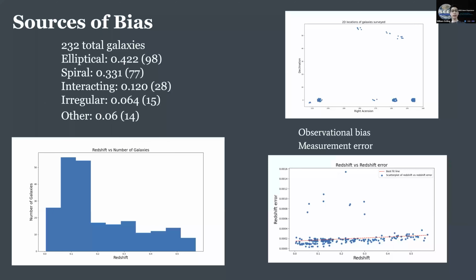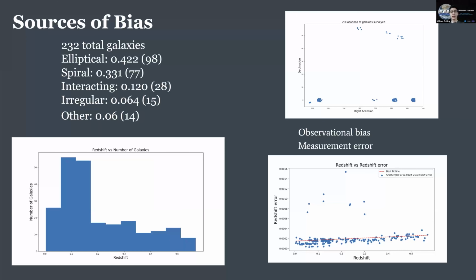While analyzing the data, we found sources of bias which we worked to eliminate. We found more elliptical and spiral galaxies than interacting and irregular galaxies, giving us less data to work with in those categories. We also found a lot more galaxies at low redshift, simply because those galaxies are larger and brighter, making them easier to spot.